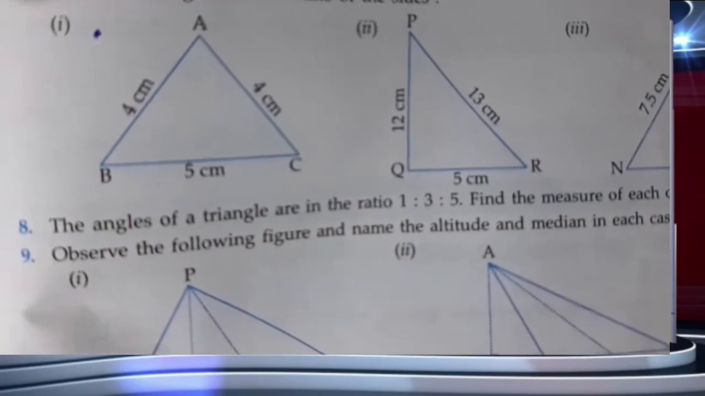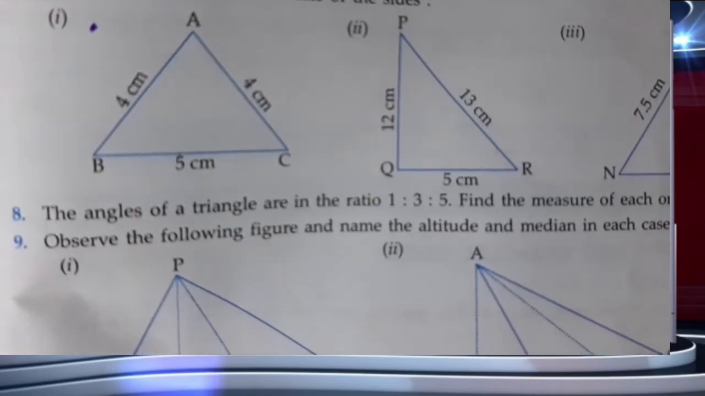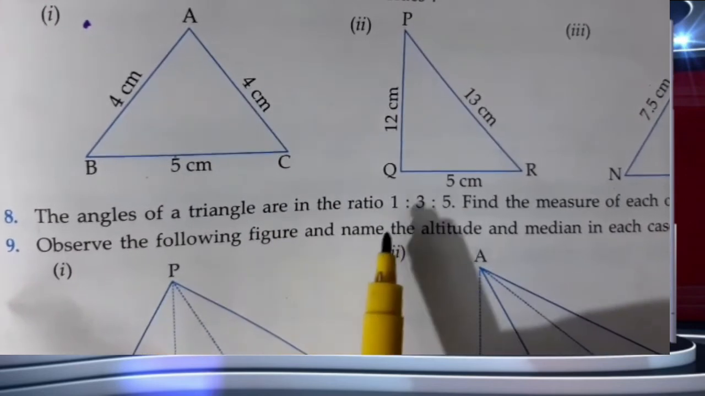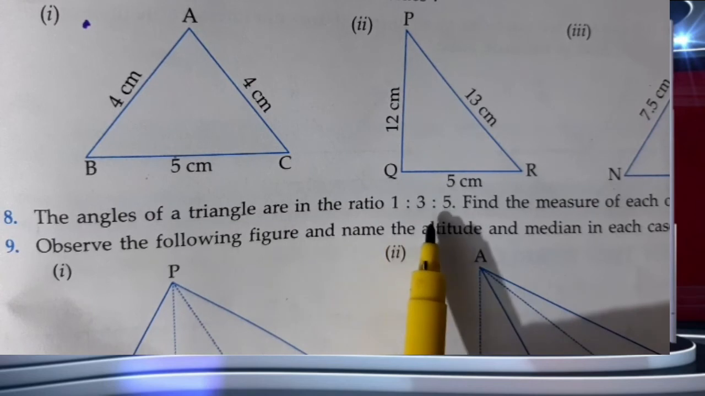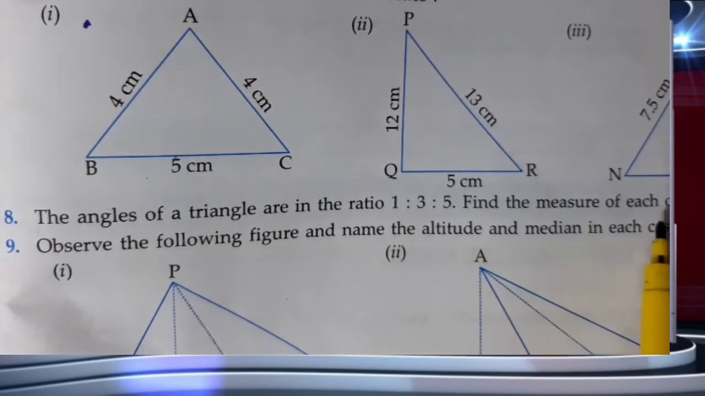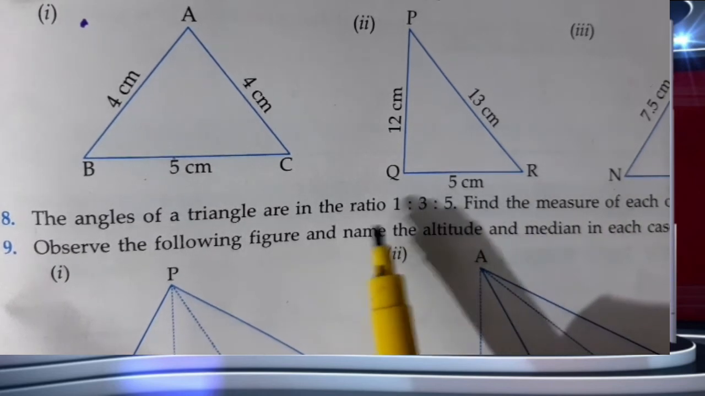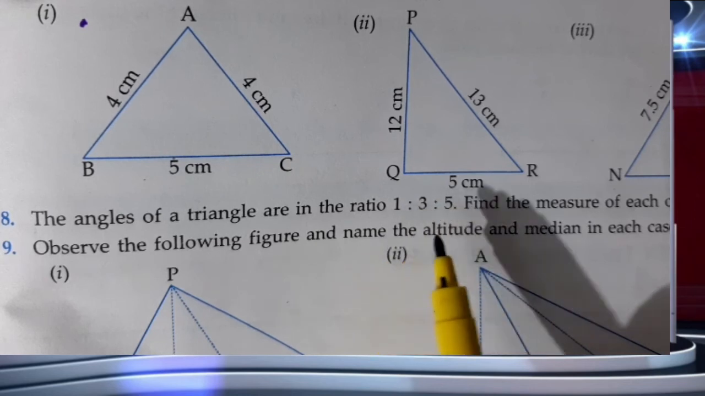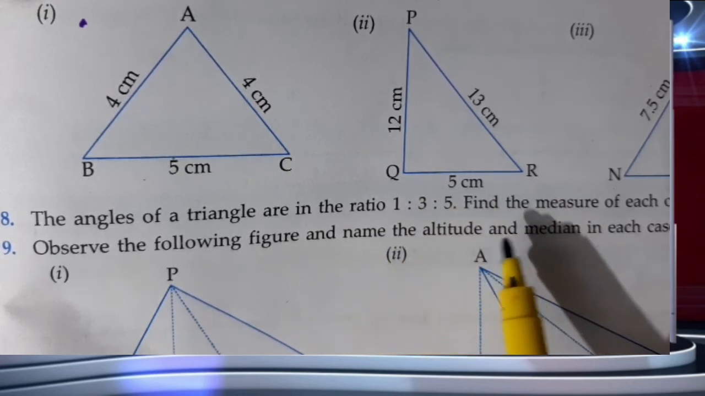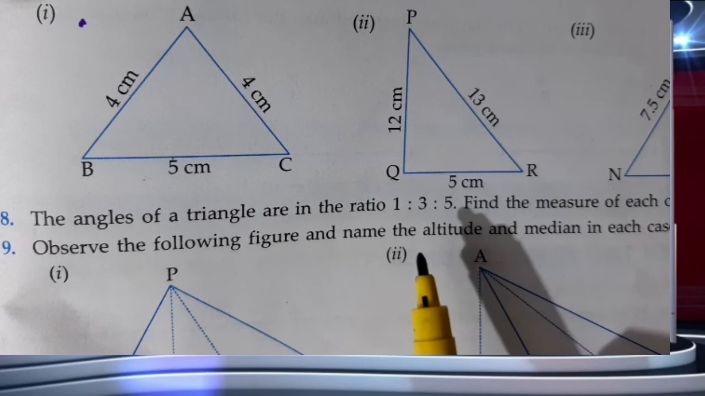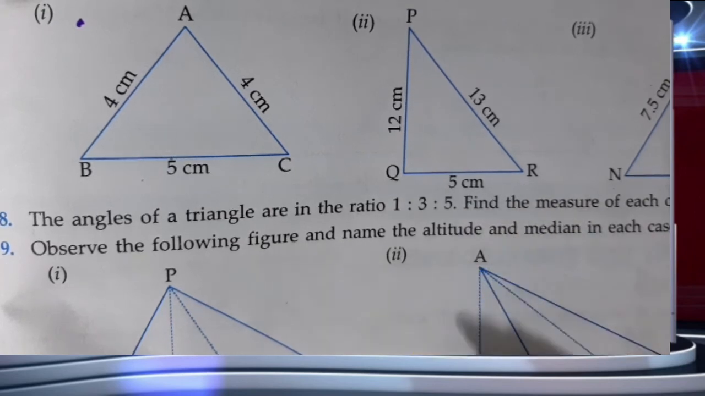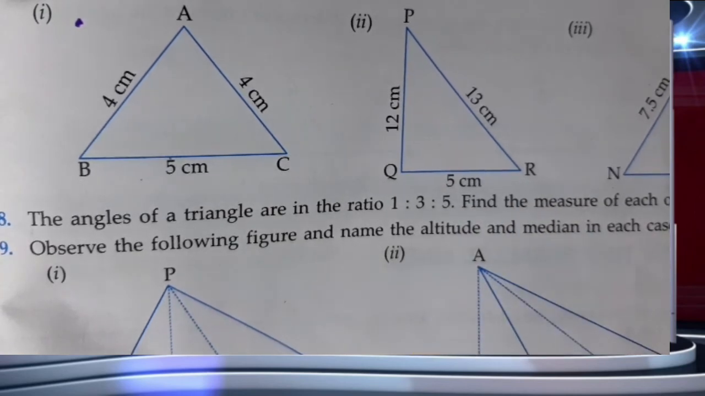Now come to question number 8. Here the angles of a triangle are in the ratio 1:3:5. Find the measure of each of the angles. Here students, you will use angle sum property. Here you will write 1x or simply x plus 3x plus 5x is equal to 180 degrees. Now you will add up 1 plus 3 plus 5, which is 9. So you will write 9x is equal to 180 degrees. So x is equal to 180 divided by 9, that is 20 degrees.